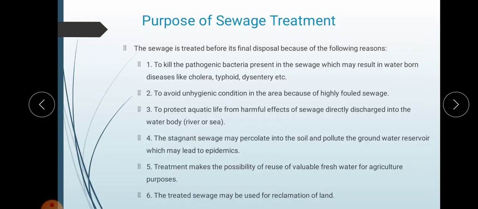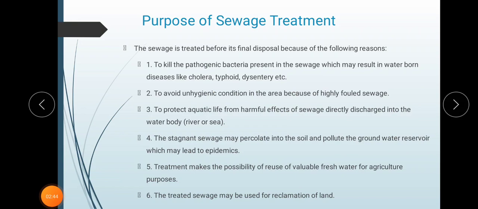And next is the purpose of sewage treatment, that is the objective of sewage treatment. The sewage is treated before its final disposal, first, in order to kill the pathogenic bacteria present in the sewage, and these pathogenic bacteria may result in waterborne diseases like cholera, typhoid, dysentery, etc. So we have to kill these pathogenic bacteria. That is one of the main objectives.